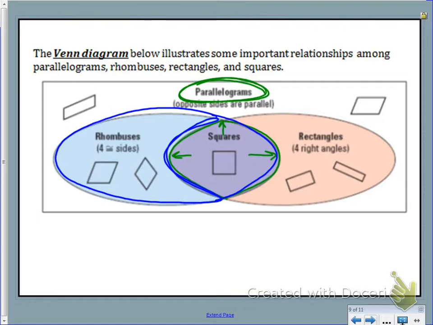Similarly, we can say the same for rectangles. Some of the rectangles go into the square grouping, but that's only when the rectangle has 4 equal sides. So not all rectangles are squares, but all squares are rectangles. That's a little confusing at first, I know, but we'll work with that more.